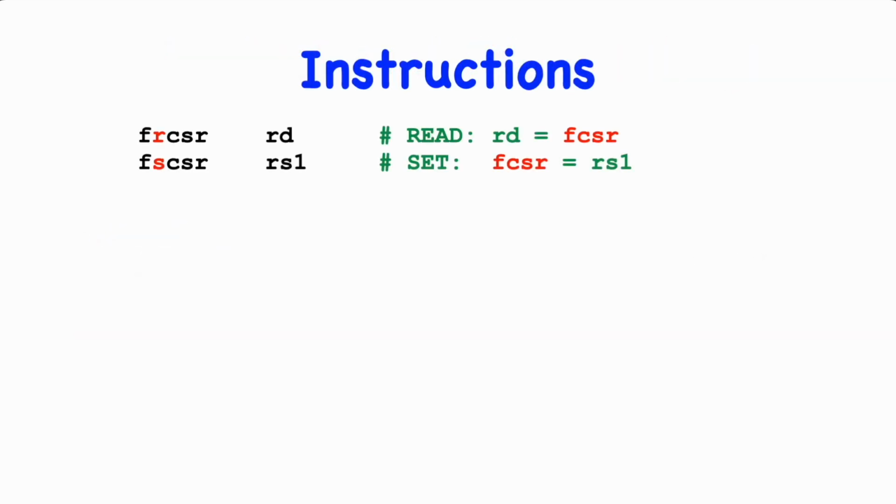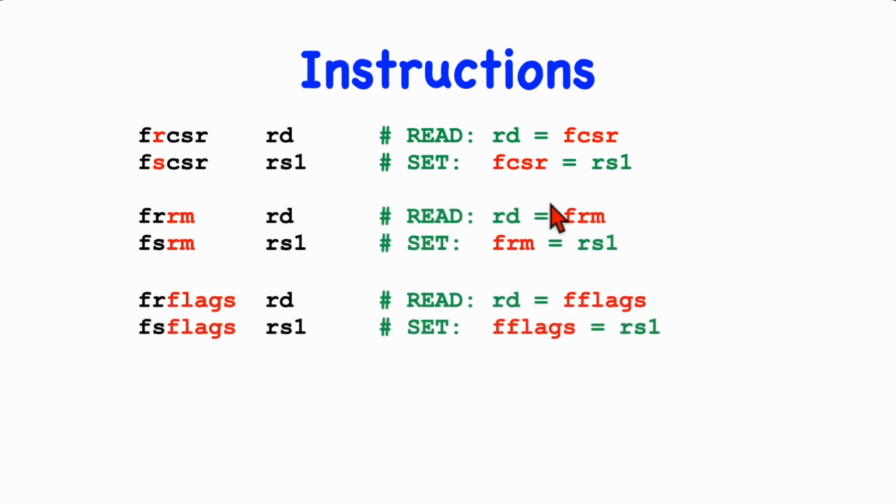In order to query or modify these control and status registers, we have these instructions. The first one is to read the FCSR, moving it into a destination integer register. And the second one is to set or modify, and it takes a value in one of the general purpose integer registers and moves it into the FCSR register. We also have instructions that access the rounding mode register and the flags register. Now, the first one will read, and the second one will set or modify the rounding mode register, and here we can read or set the FFLAGS register.